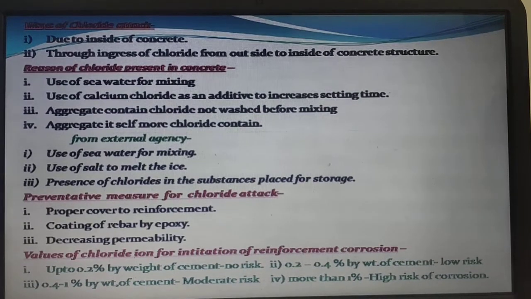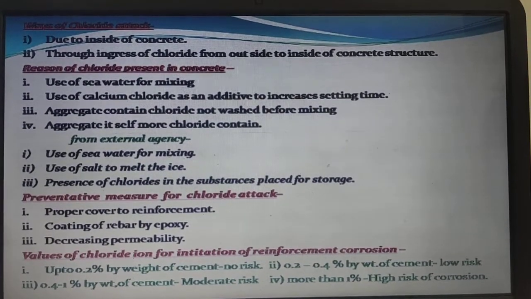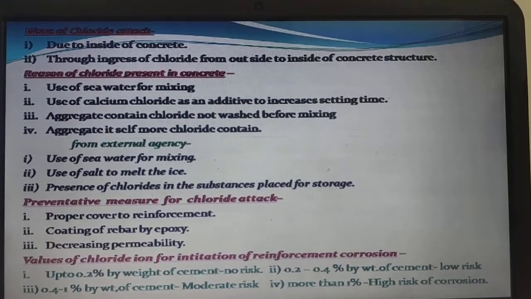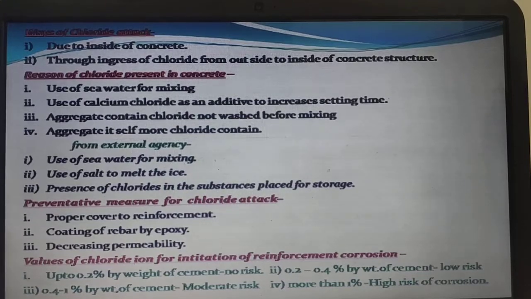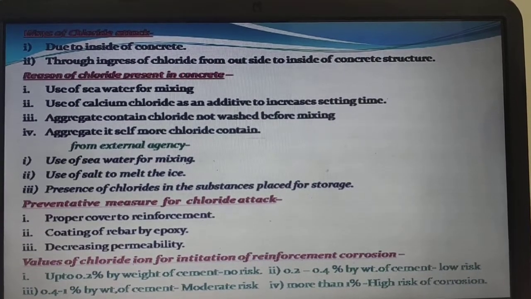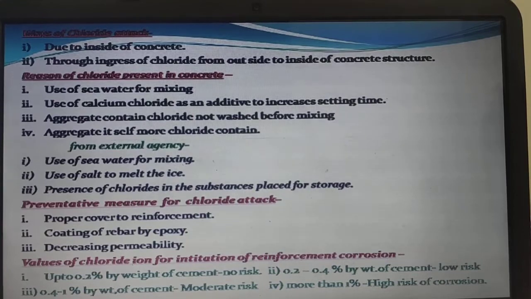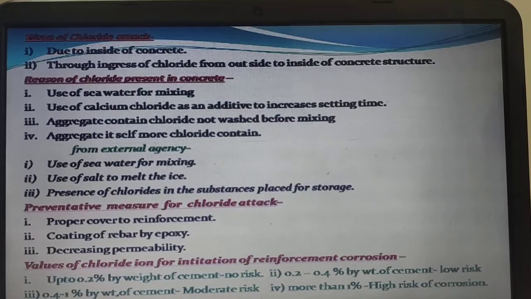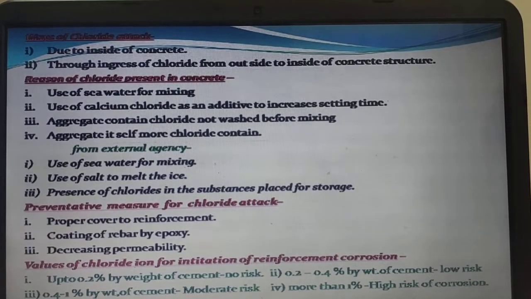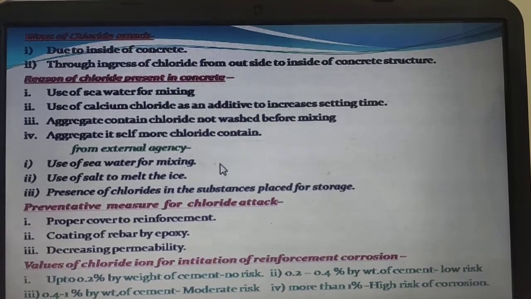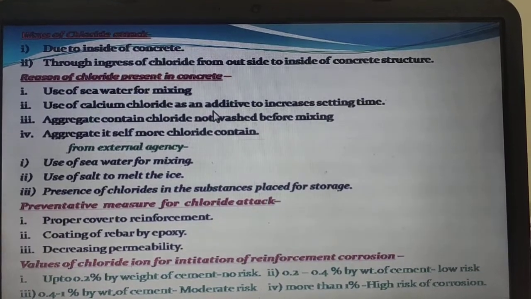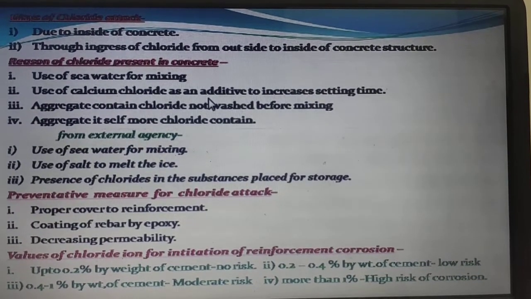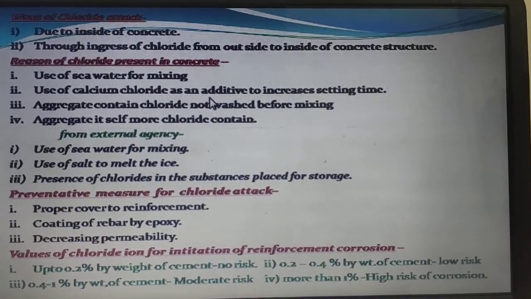Now the reasons for chloride presence in concrete. There are different reasons. First, use of seawater for mixing. If we use seawater at the time of mixing, there is chloride in the seawater, so that will enter into the concrete. Second, use of calcium chloride as an additive to reduce the setting time. When calcium chloride is incorporated into the concrete to accelerate setting, the chances of chloride attack are higher.